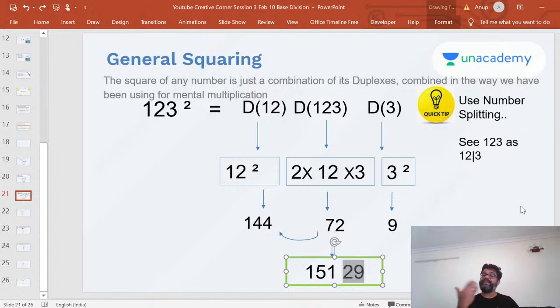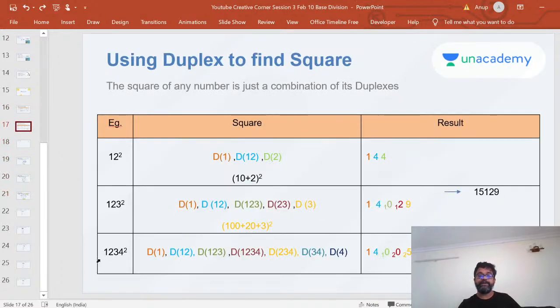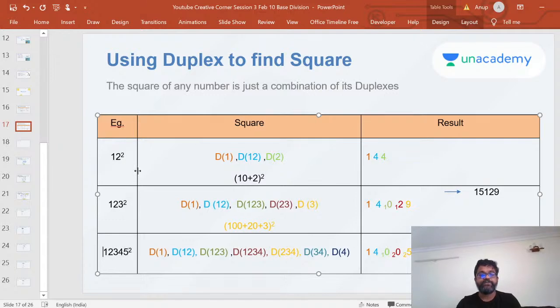Even larger, 4-digit, 5-digit numbers you can do. If you want to do a 5-digit number, you add another number here and follow the same pattern, but you will be adding more duplexes to it. That's it, right? When you find the square of 12345, first you find the duplex of 1, then the duplex of 12, 123, 1234, and then the duplex of 12345, right?